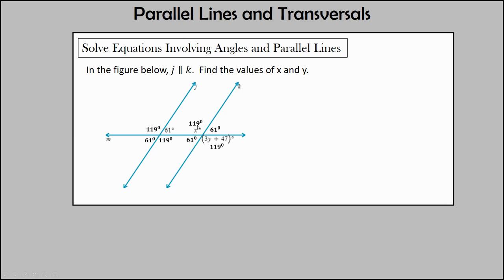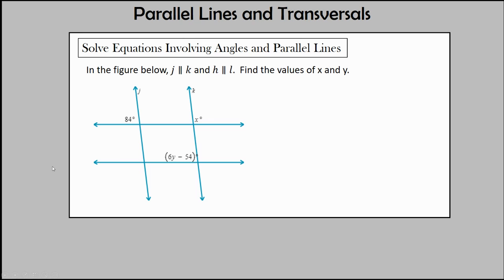Well, X is 119. The value of Y is going to be found by setting 3Y plus 47 equal to the angle, which is 119. Okay, subtract 47, divide by 3, and Y is 24. So if you put 24 in place of that Y, 3 times 24 plus 47, the answer is 119. That's the value of Y to make this true.